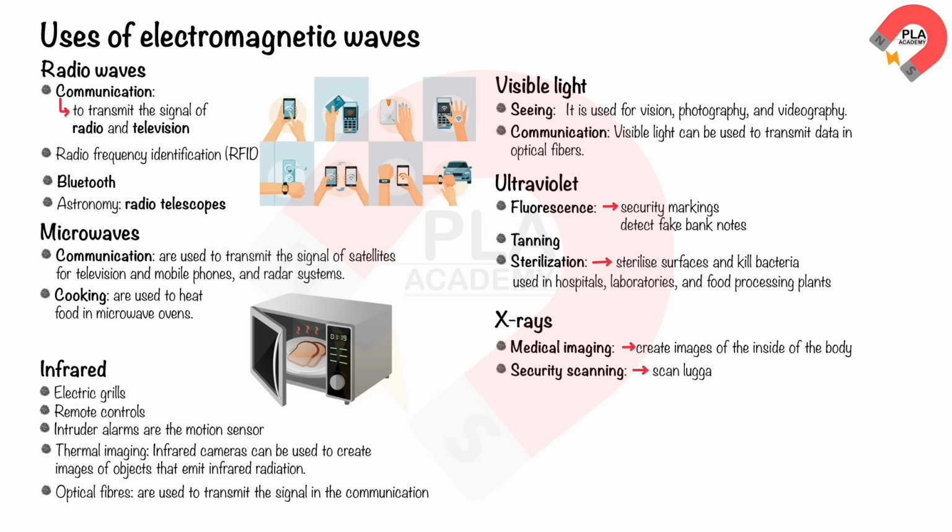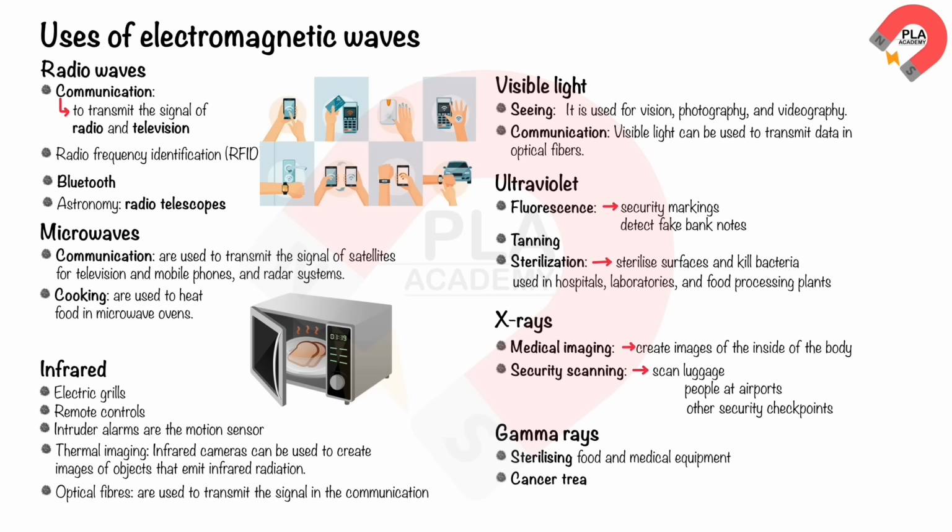Security scanning. X-rays are used to scan luggage and people at airports and other security checkpoints. Gamma rays. Sterilizing food and medical equipment. Gamma rays can be used to kill bacteria and living things. Cancer treatment. Gamma rays are used to kill cancer cells.